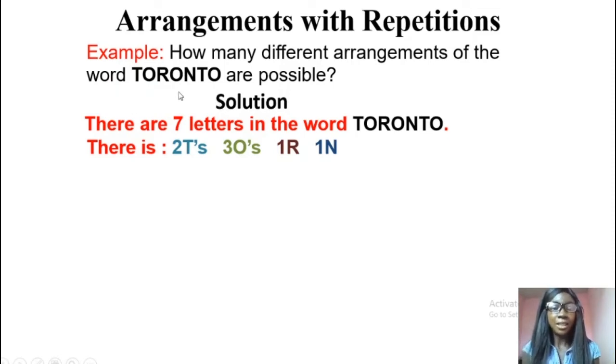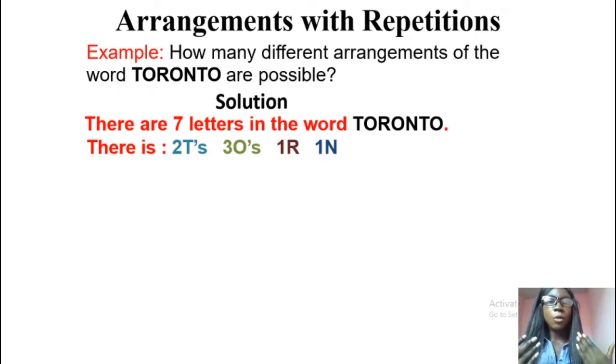In Toronto there are 7 letters. We have 1, 2, 3, 4, 5, 6, 7 letters, and in these 7 letters we have 2 T's, 3 O's, 1 R, and 1 N. So the R and N we'll just keep aside because they will still give us 1. Try to do this and you see my answer next.